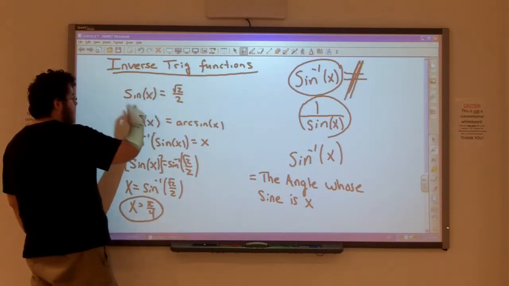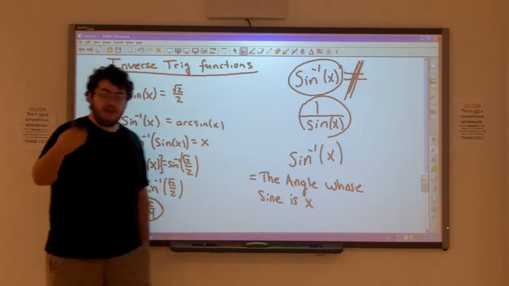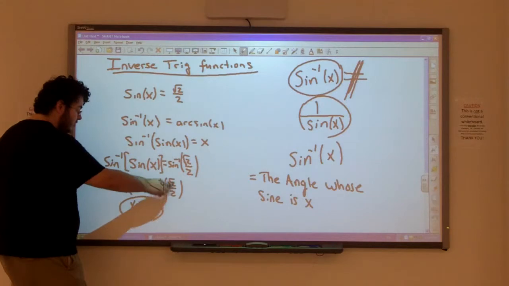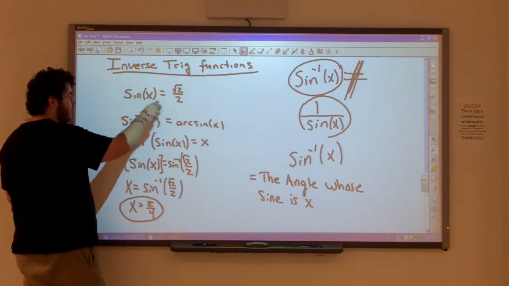So when you take the sine of an angle to get a number, the sine inverse gives you an angle. So whenever you see this, you're looking for an angle. Whenever you see sine of x, you're looking for a number.